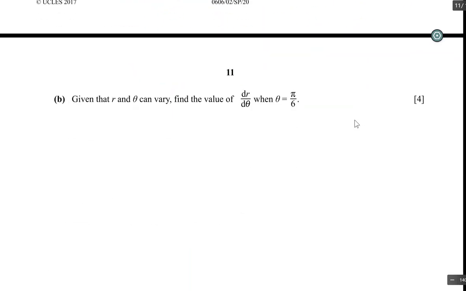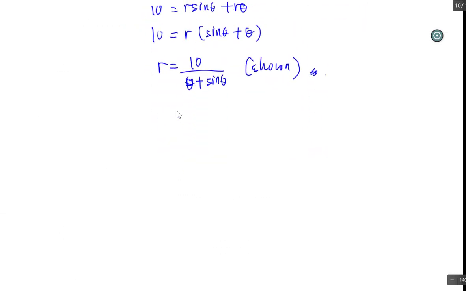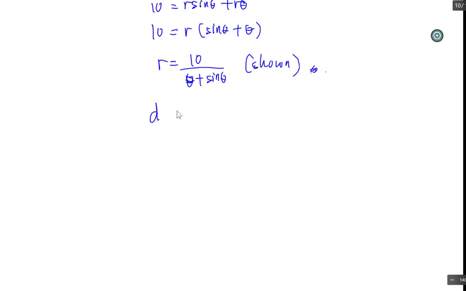Alright, part B. Given that r and theta can vary, whenever you see "can vary", it means derivative, differentiation. So find the value of dr/d theta when theta equals pi over 6. So we need to differentiate this. I prefer you change this into index form, so r equals 10 times (theta plus sine theta) to the power of -1. Then differentiating looks a bit easier.